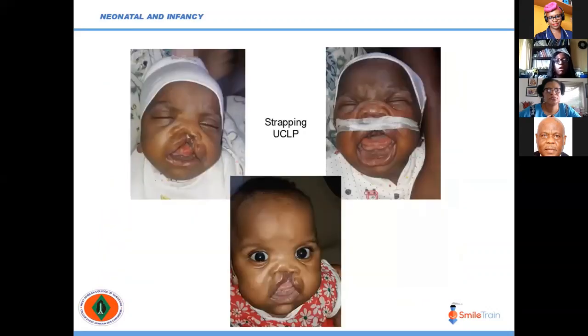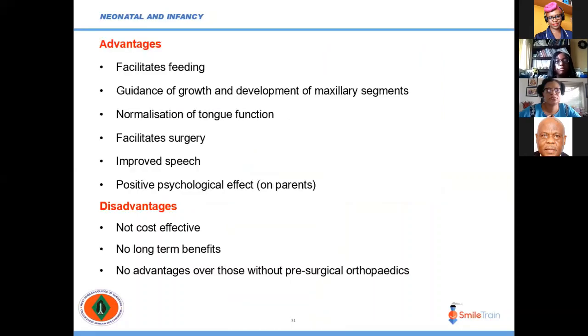Same thing, strapping of a patient that had unilateral cleft lip and palate. She had a wide unilateral cleft lip and palate, and we managed to reduce it. So the last picture shows her just before she went for surgery.